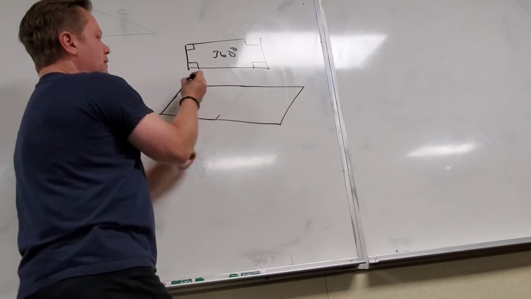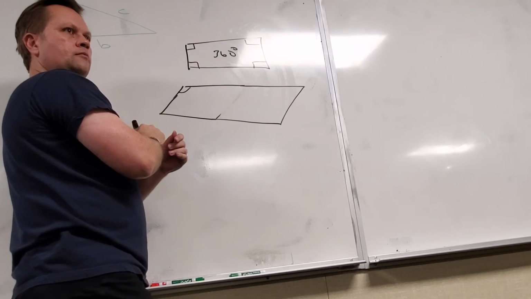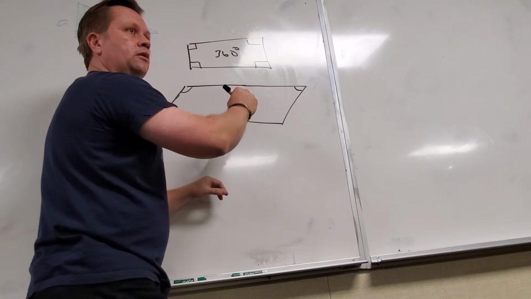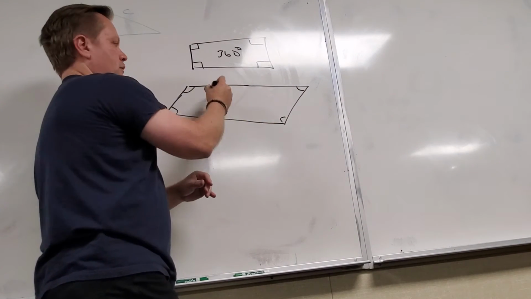Now, can you guys see how this angle got bigger? Yeah, because it slanted. Yes. And then this angle got smaller by the same amount. So how many total degrees are still in this thing? 360.